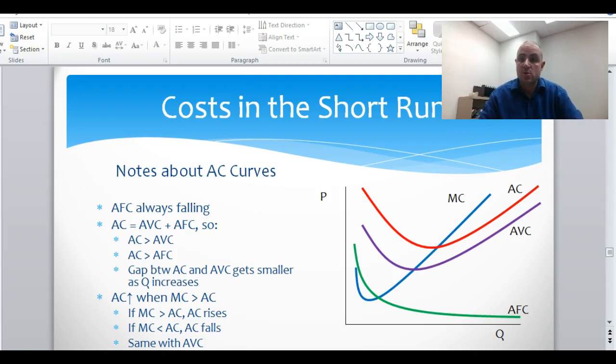Now, it's very, very important to especially understand the dynamics of these average cost curves. Because when we start talking about maximizing profits and the different market structures, getting through these average cost curves, especially in the short run, is going to be very, very important. And so we're going to be coming back to this a lot.